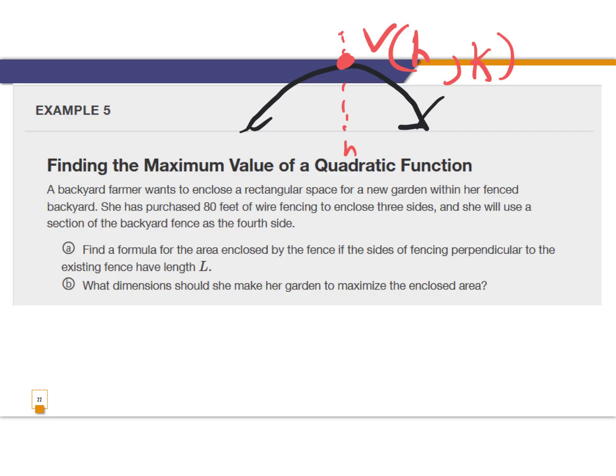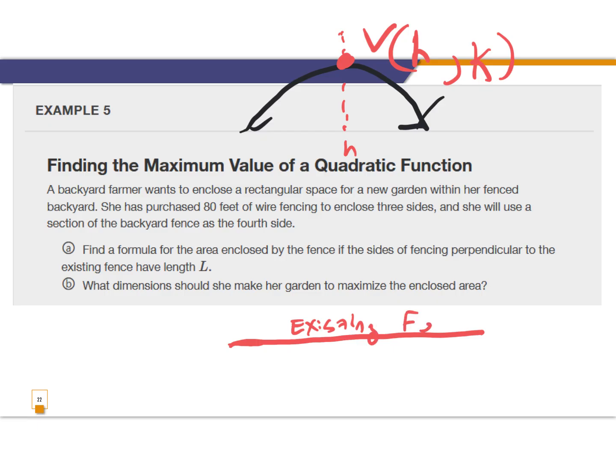Okay, so I kind of have a picture in my mind. Find a formula for the area that's enclosed by the fence if the sides of fencing perpendicular to the existing fence have length L. Then B, what dimensions should she make her garden to maximize the enclosed area? So I'm picturing like there's already a fence in the back. So I'm just going to draw this, and that's my existing fence.